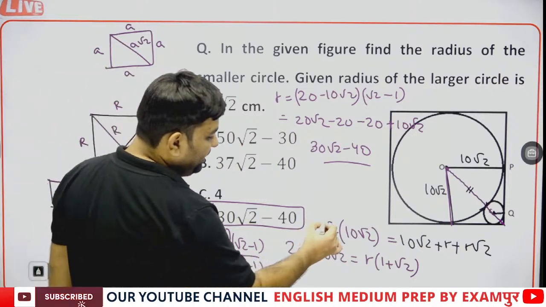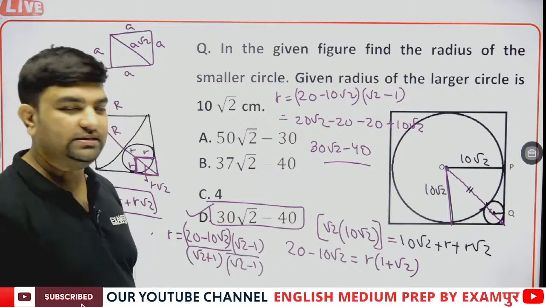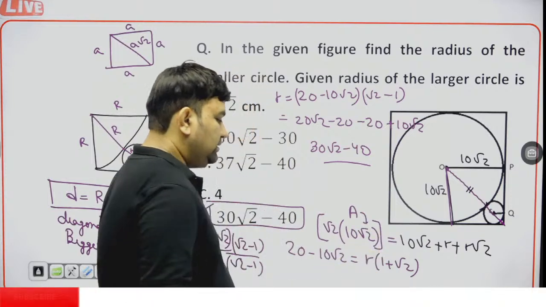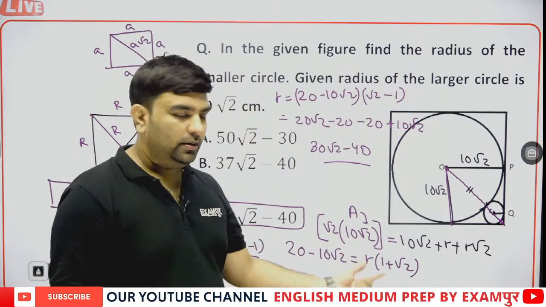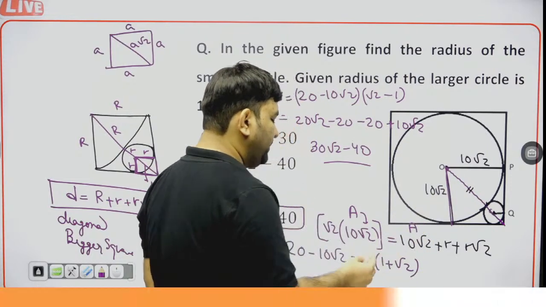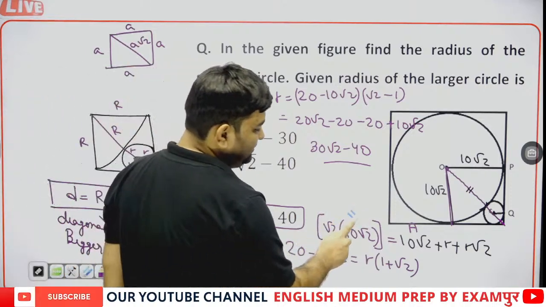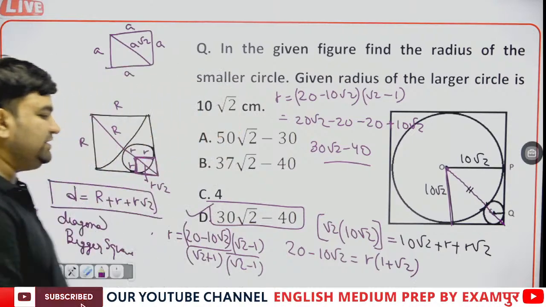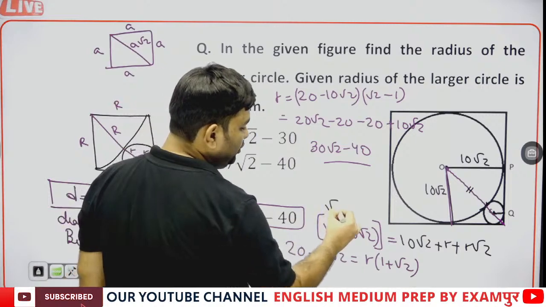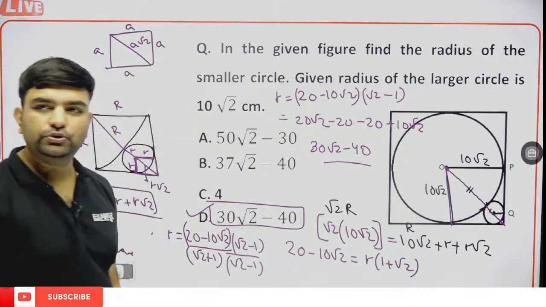So the diagonal of the bigger square is root 2 times 10 root 2, because 10 root 2 is the side. So the diagonal of the bigger square is root 2 times its side, like the radius of the bigger square. Let me give it the name capital R, which will do wonders in your thought process. So root 2 times R is equal to capital R plus small r plus r root 2.